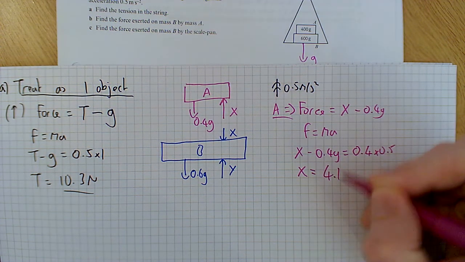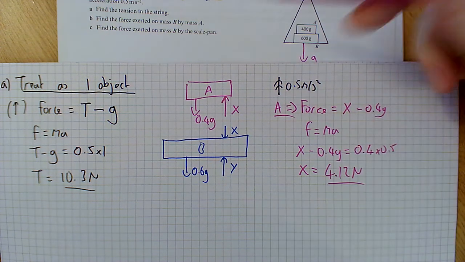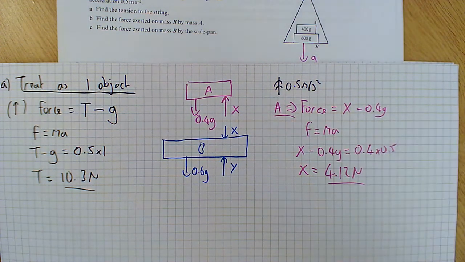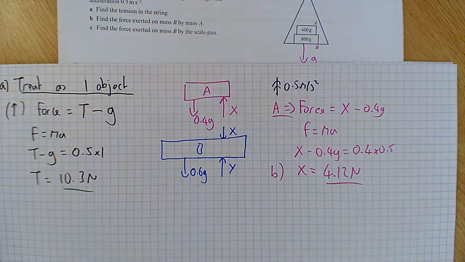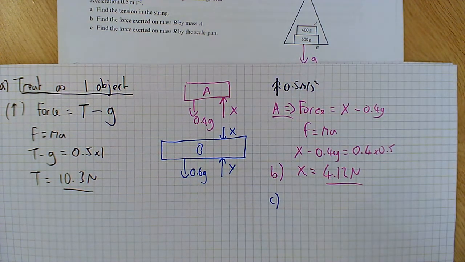This is 4.12 newtons. And what does that X represent? This is what it's talking about in part B, which is the force exerted on mass B by mass A. It's the force between the two of them. Right, they're both experiencing 4.12 but in opposite directions from each other. So that's your answer to part B. And then finally for part C, we look at the other object and we resolve the other object.